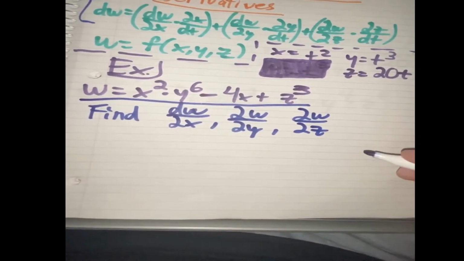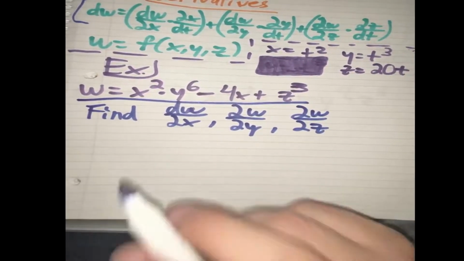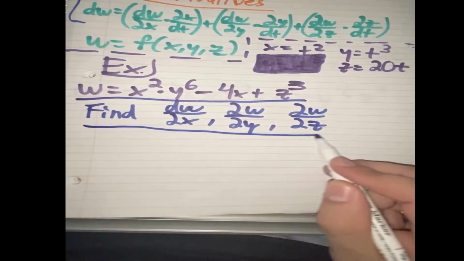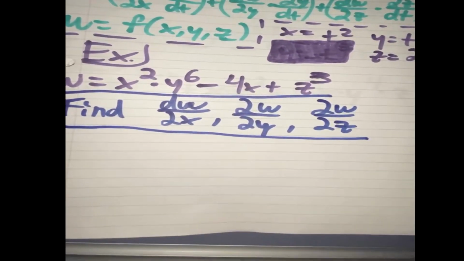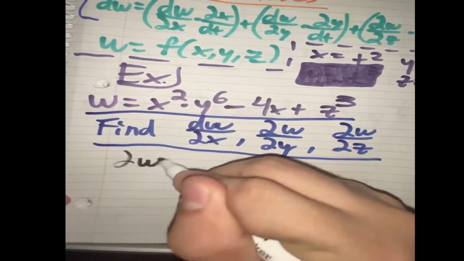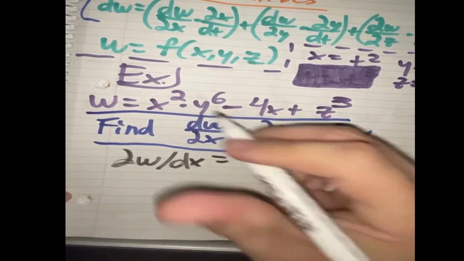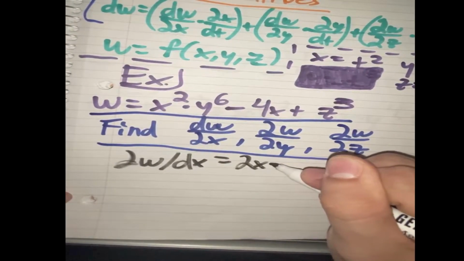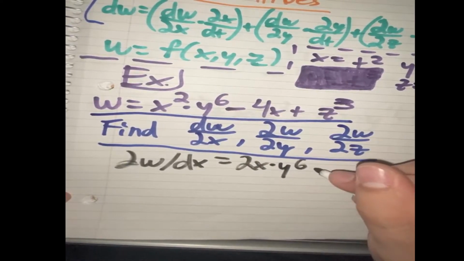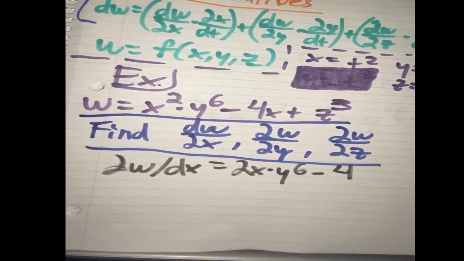We just take the partial derivative of this w function with respect to each variable. If you don't know how to take partial derivatives, I have a video on that, which is very important for multivariable calculus. Without further ado, let's take the partial derivative of each. The partial derivative with respect to x would be 2x times y to the 6 minus 4, and the partial derivative of the z cubed term with respect to x is 0.